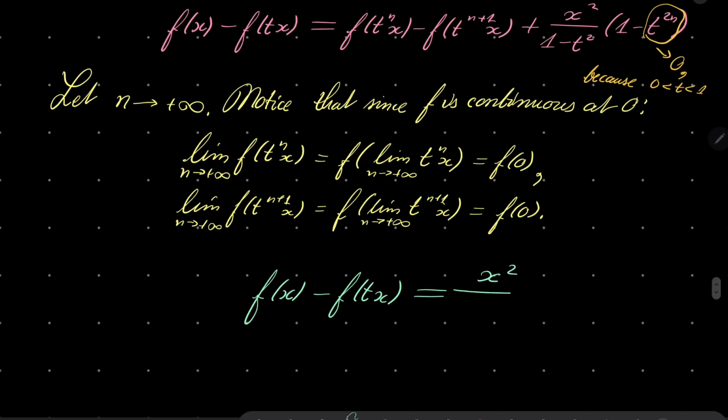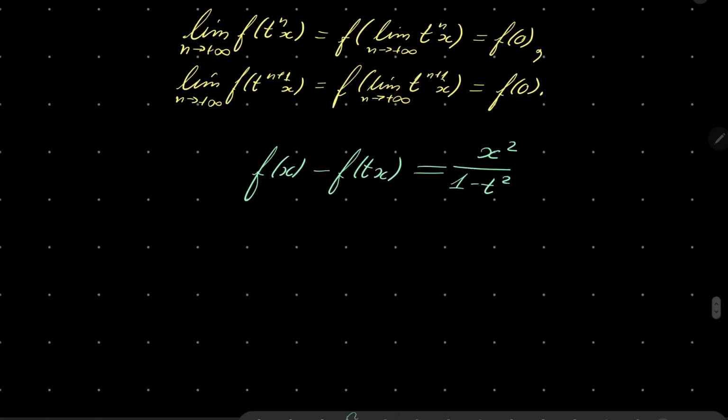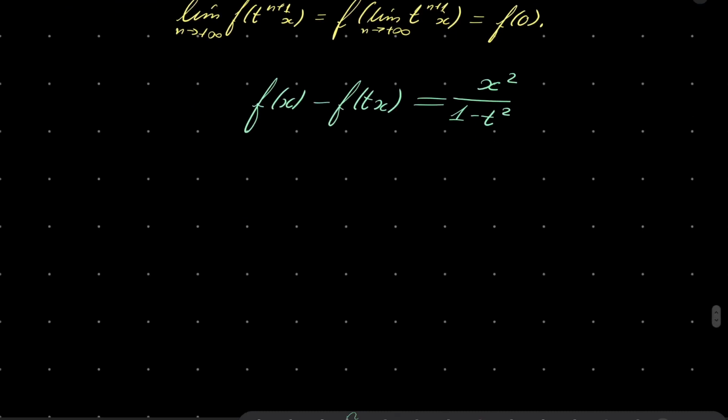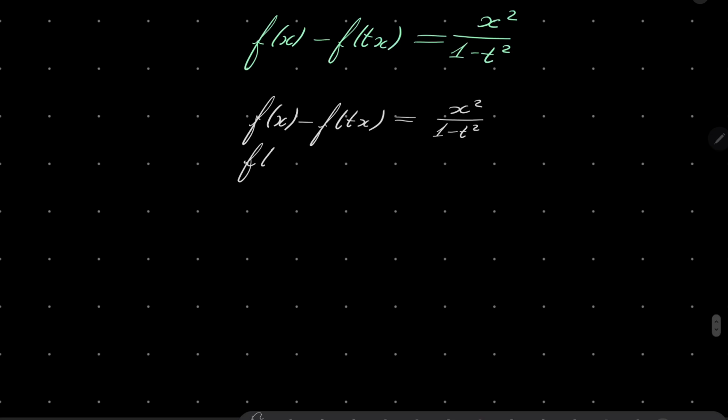Alright, so we are left with this nice expression, x squared over 1 minus t squared. So I have this equation which is simpler than the previous equation. And now I will do what exactly? The same thing. I will be replacing x by tx. So let's rewrite our equation once again, and now let's replace x by tx.